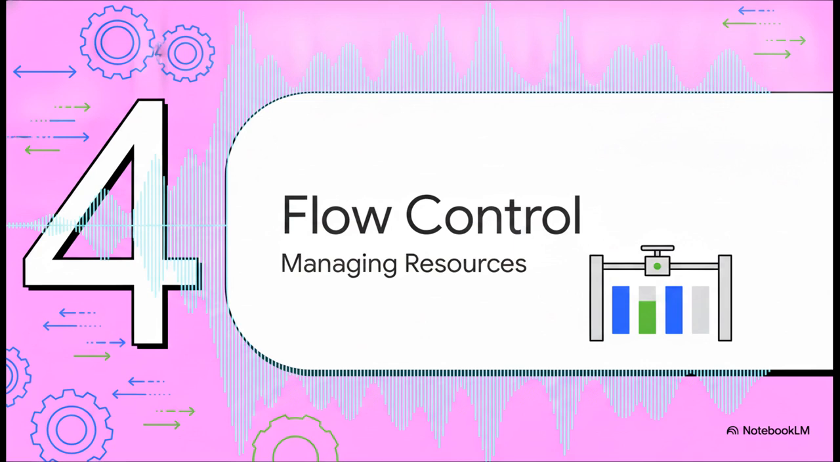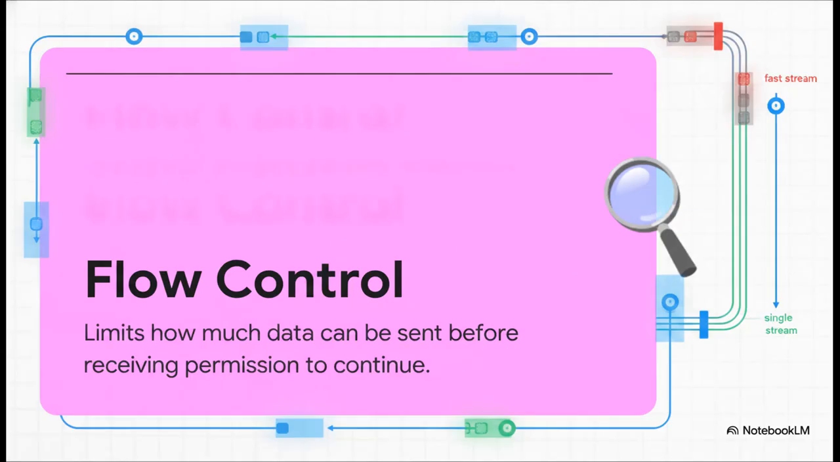Section 4, managing flow control. We definitely need a way to stop fast senders from monopolizing our streams. Think of flow control as a crucial speed limit for your data. Why do we need it? Simply put, to prevent resource exhaustion, memory overflow, and packet loss on the receiver's end.